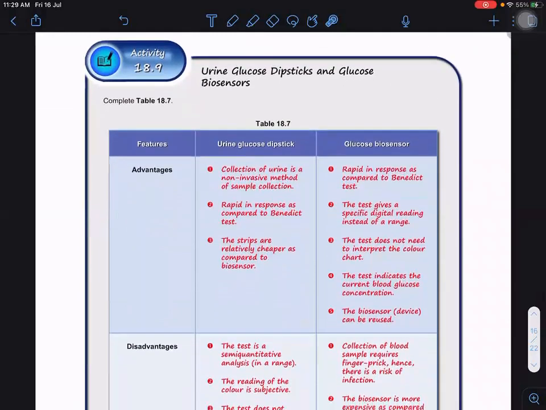Now, what are the pros and cons of using the urine glucose dipstick compared to the glucose biosensor? Okay. If you look at the advantages of the urine glucose dipstick, the collection of urine is a non-invasive method. You do not need to prick. Are you clear? We do not need to prick our body to get the blood sample. We just urinate and then you get it.